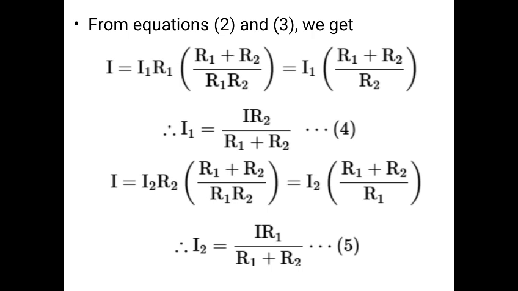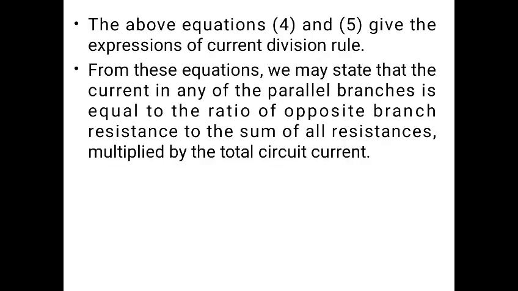Similarly, we can write I is equal to I2 into R2 into R1 plus R2 by R1 R2, which can also be written as I2 into R1 plus R2 by R1. And cross multiplying, we can get I2 is equal to I times R1 divided by R1 plus R2. The above two results in equations 4 and 5 give the expressions for current division rule. From these equations, we may state that the current in any of the parallel branches is equal to the ratio of the opposite branch resistance to the sum of all resistances multiplied by the total circuit current.